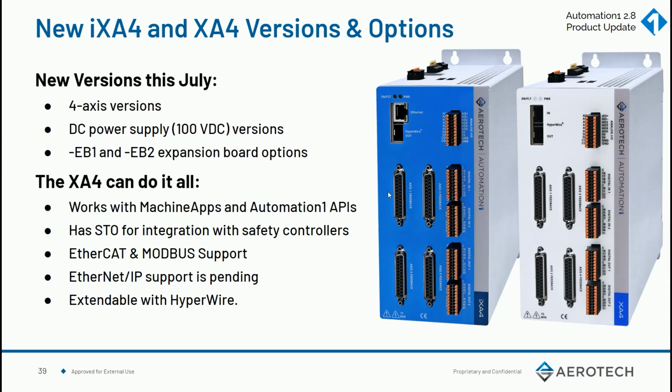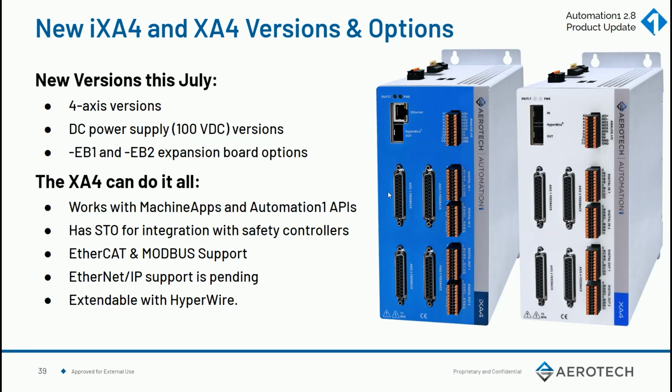And then we also have the EB1 and EB2 expansion board options. Shown in both of these images are the EB1 high-density expansion boards that have twice the I/O as our normal I/O expansion boards, say for our XC4 and XC4e products. And really, guys, the XA4 can do it all. It works with Machine Apps and Automation1 APIs, .NET, C and Python, LabVIEW, EPICS, and TANGO for other users. It has STO for integration with safety controllers. It can support EtherCAT and also Modbus. EtherNet/IP support is pending.